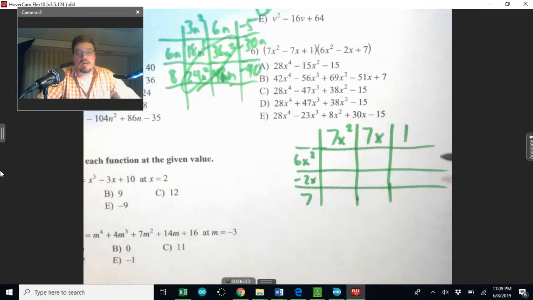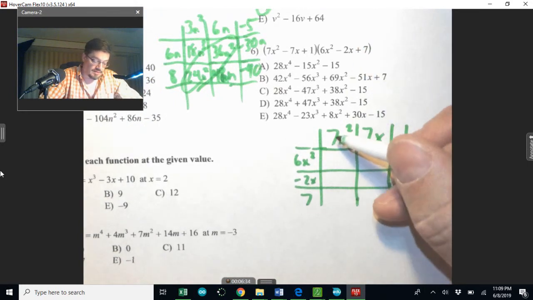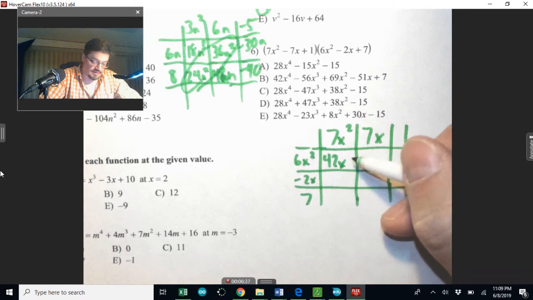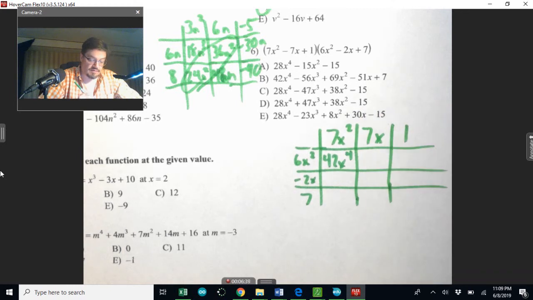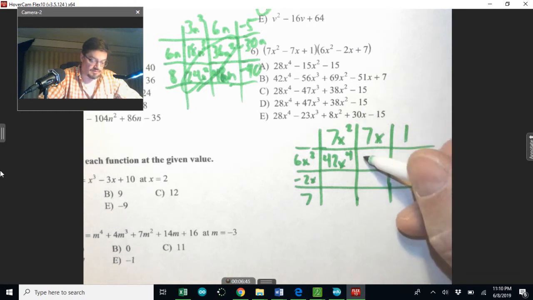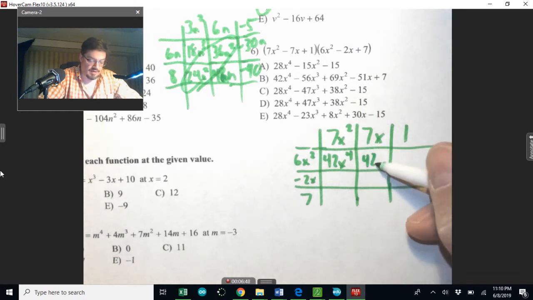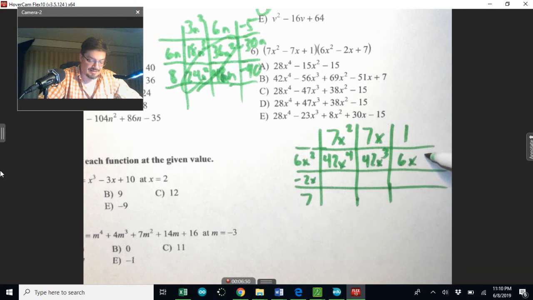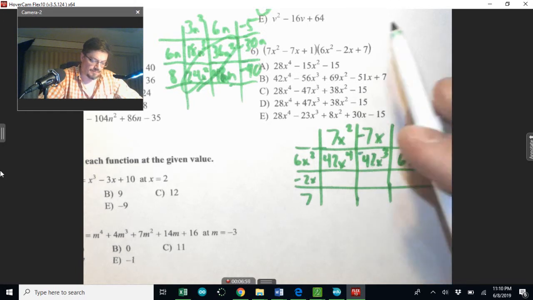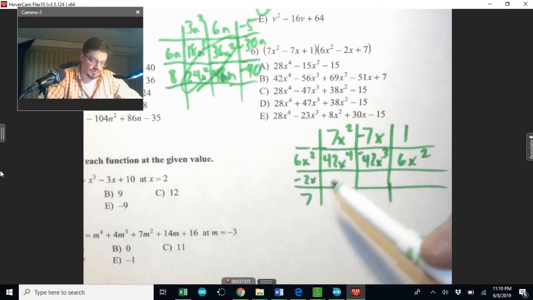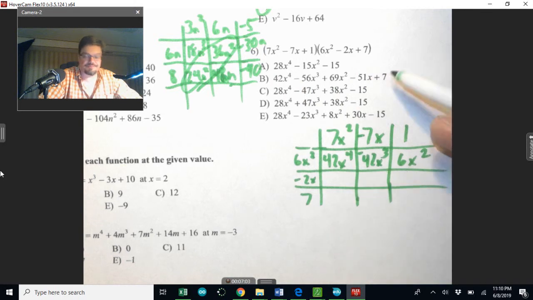So what we can do is we can see here we got 42x to the fourth. Do we see that we already have our answer? Yes, we do. But let's verify the others. Here we're going to get 42x to the third, 6x to the second. Wait, I did not. That's a negative 7. So negative 42. Plus negative. Okay, so negative 42.